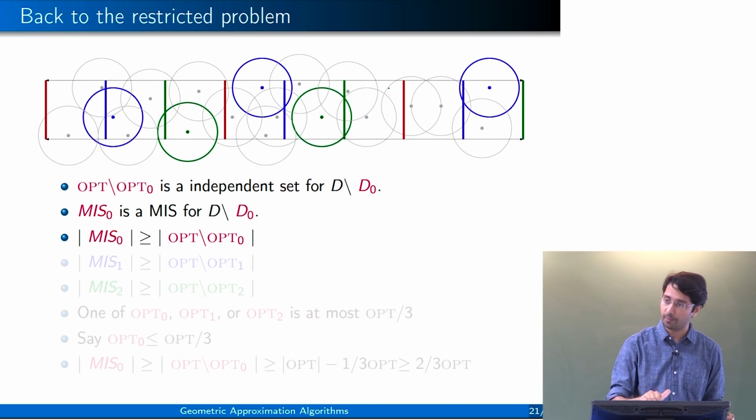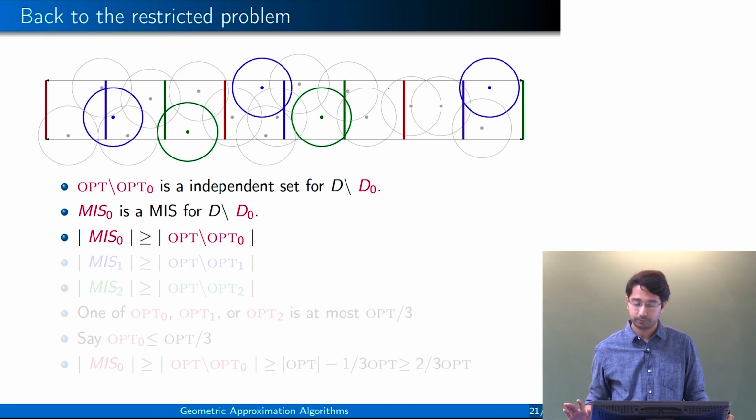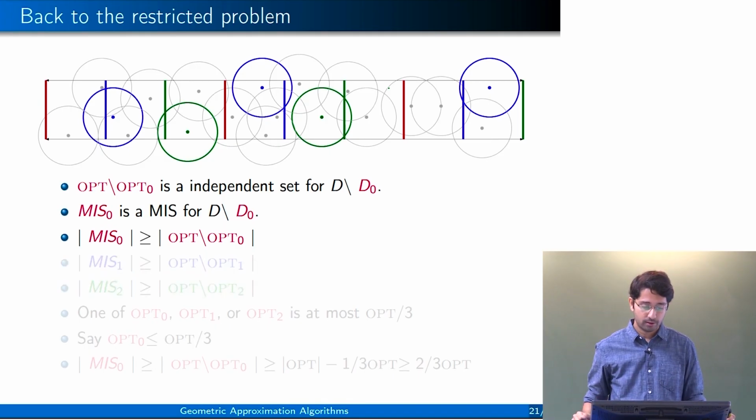Opt minus opt 0 is one independent set. This is a maximum independent set. Hence, this is bigger than this. Similarly, it holds for the other 2 cases as well. Still with me? Looks confused. What is MIS 0 equal to? MIS 0 is greater than or equal to opt minus opt 0.